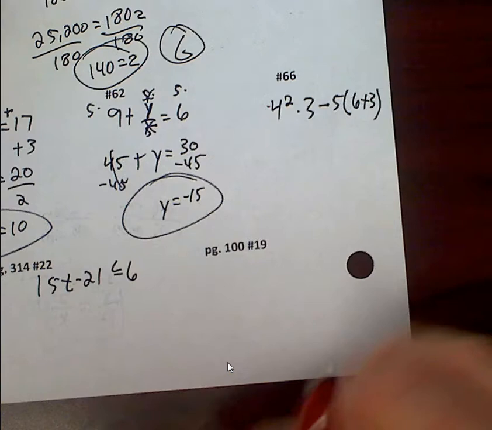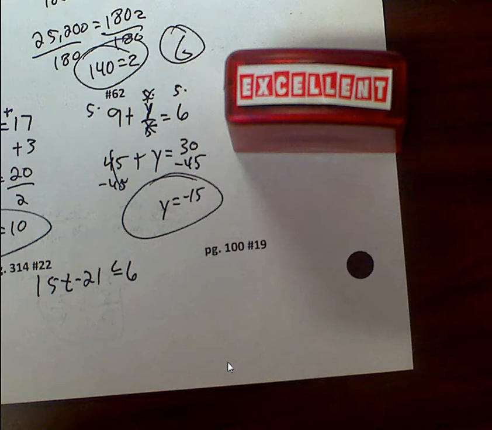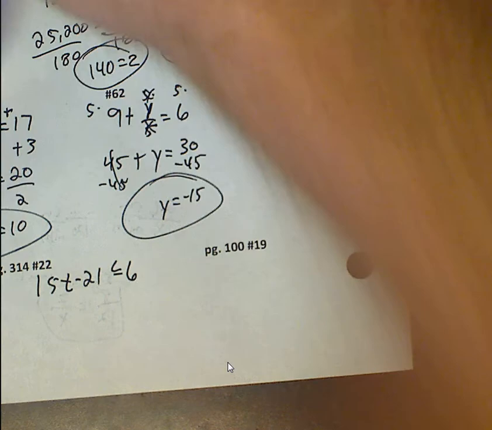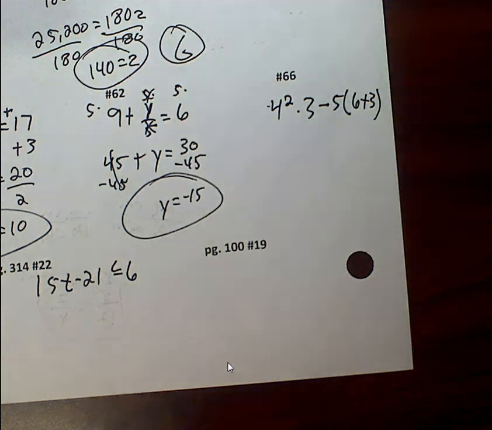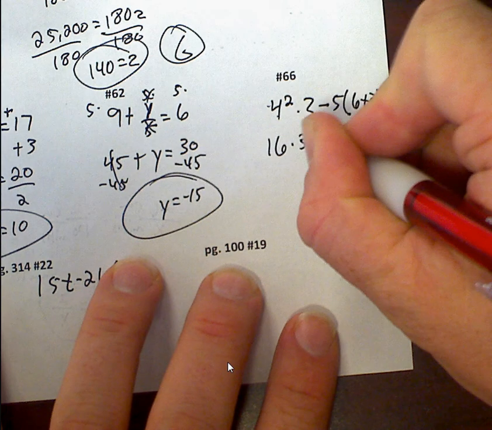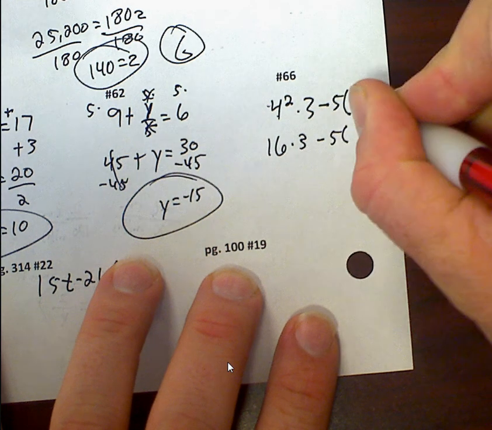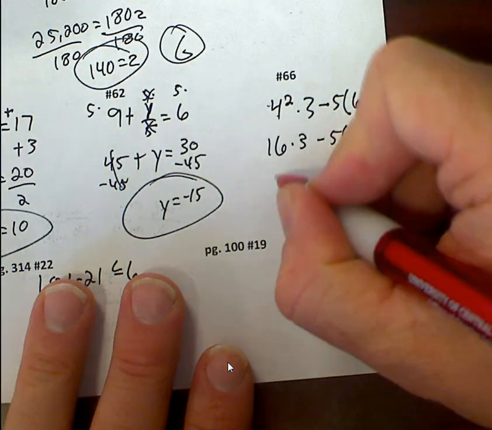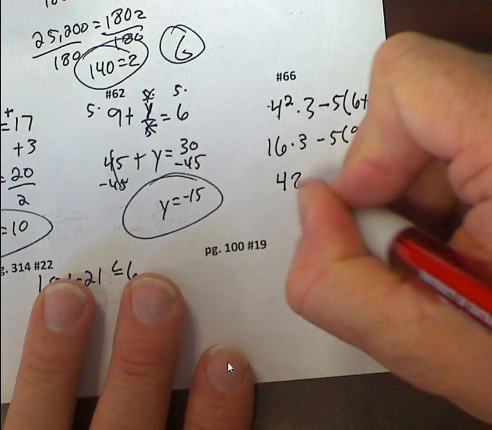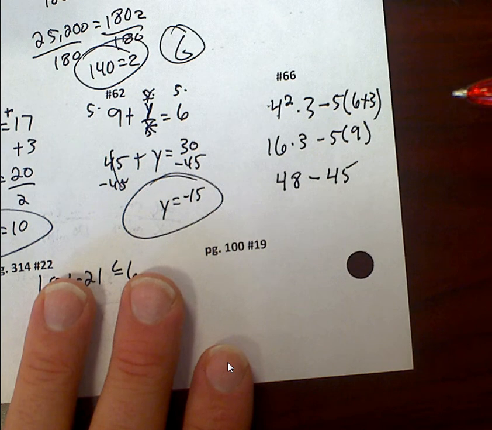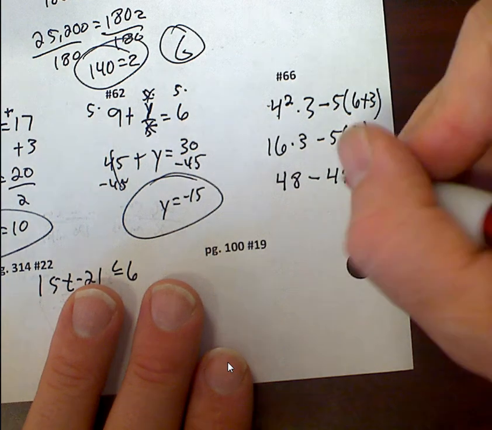Number 66. Pause the video and try. Number 66, this is order of operations. 4 squared is 16 times 3 minus 5 times 6 plus 3 is 9. So I did parentheses and then the exponent. 16 times 3 would be 48. 5 times 9 is 45. 48 minus 45 is 3.